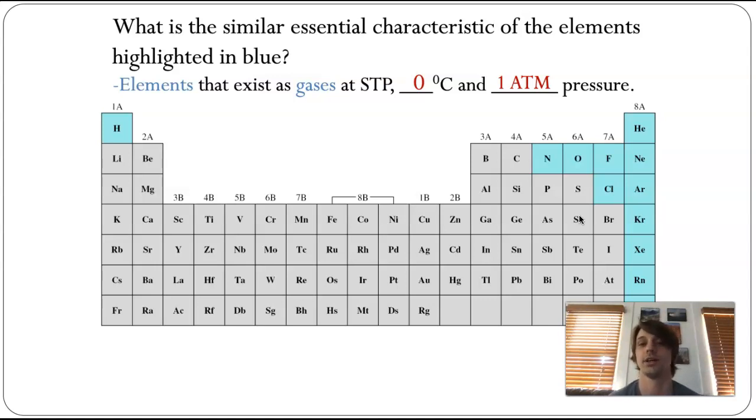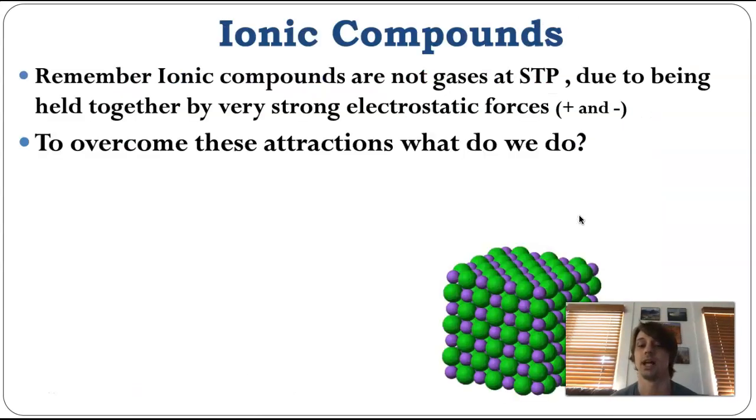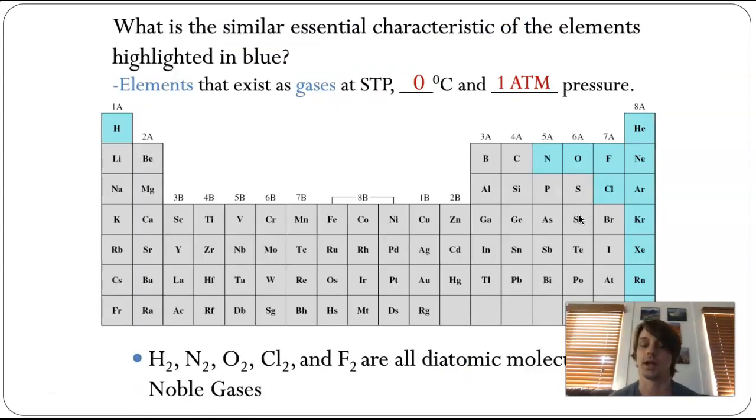So that's just a specific temperature and a specific pressure, where we do a lot of science experiments, especially those that involve gases. So what I see on this periodic table is all of my elements that are gases at STP. The other substances are solids or liquids. Like I said, all of these substances that we're seeing here are nonmetals.